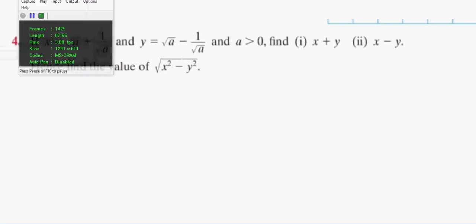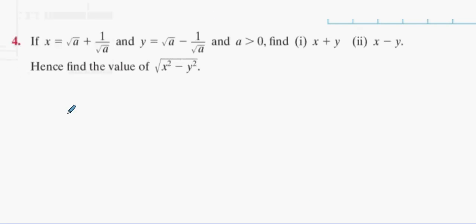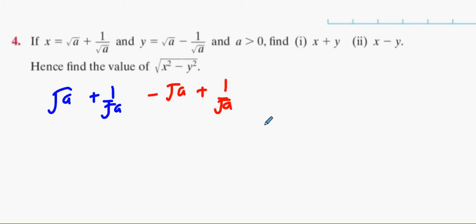Alright, question 4. Take them away, add them. Alright, this should be relatively easy actually. X plus Y. There's X. Take away Y. You're going to get minus root A plus 1 over root A. Then, what do you get for X plus Y?